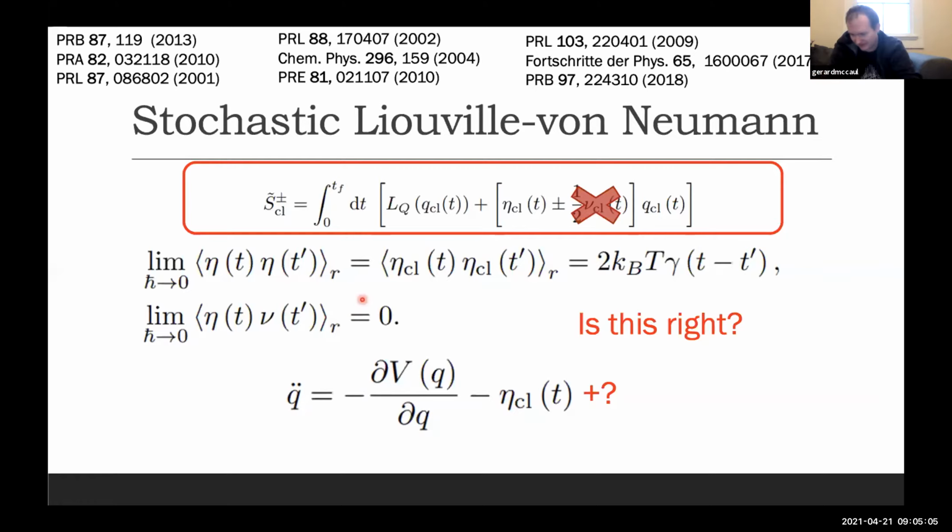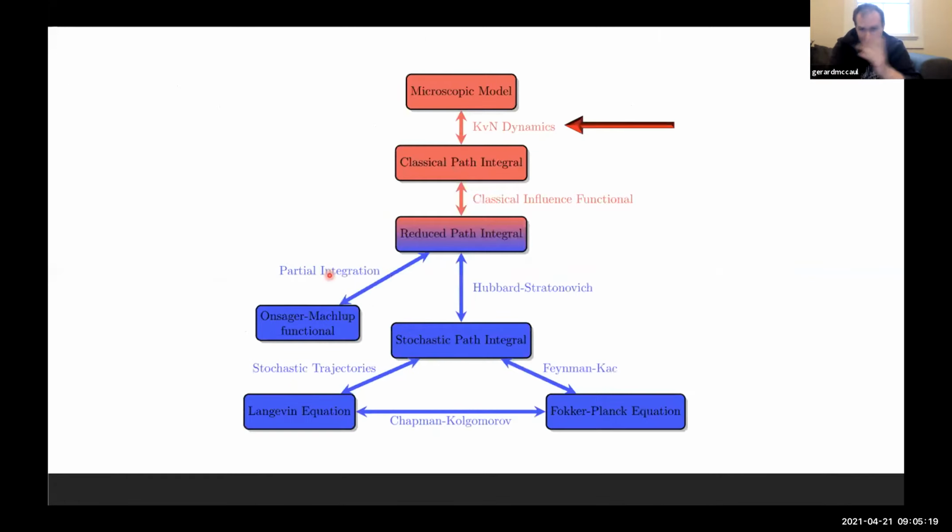And what I want to show is that starting from Koopman-von Neumann dynamics, we can actually find the right classical limit for this method by essentially importing all of the quantum techniques that we use to derive the stochastic von Neumann equation. So first of all, we have to start from Koopman-von Neumann dynamics.